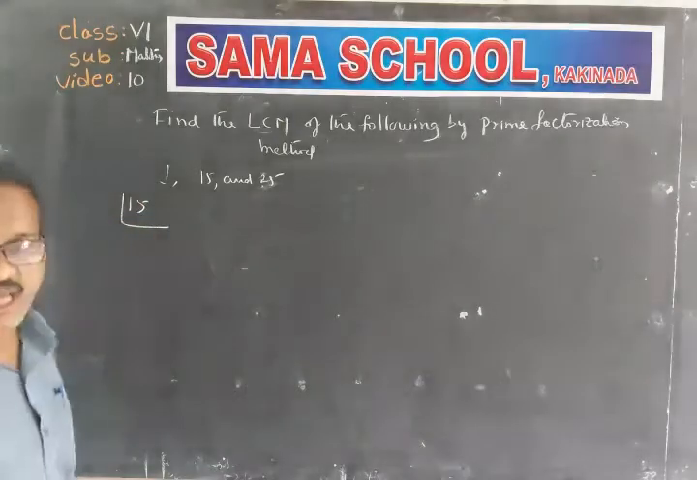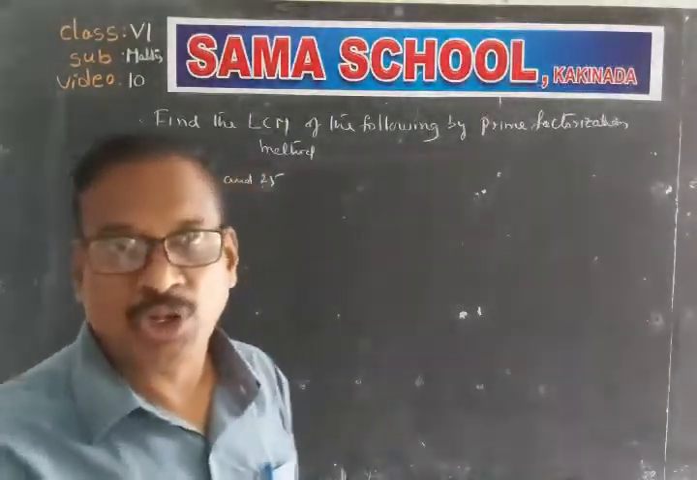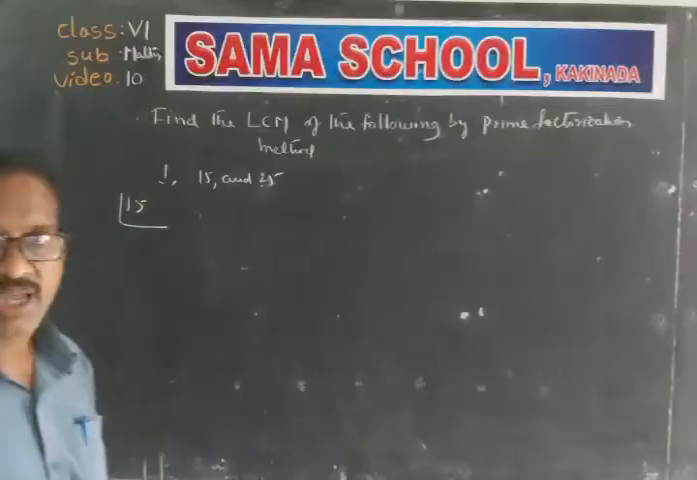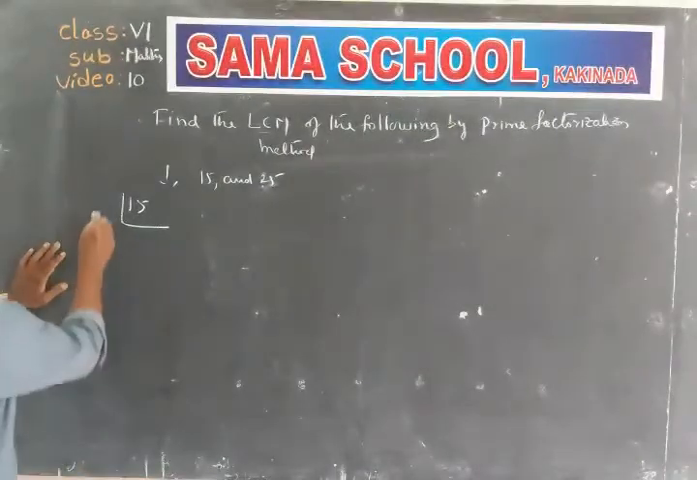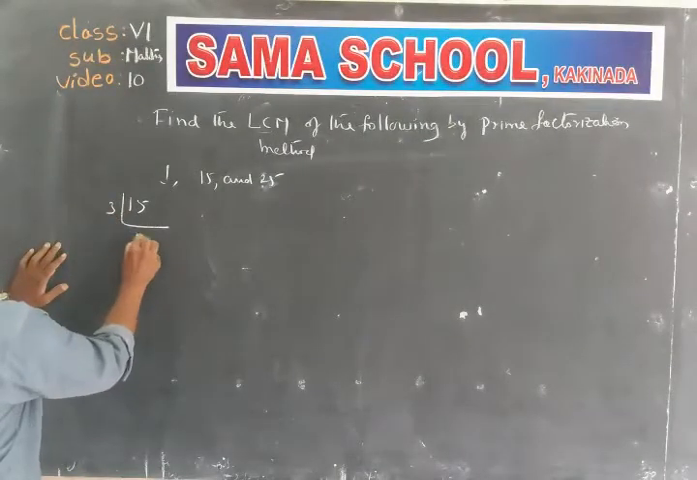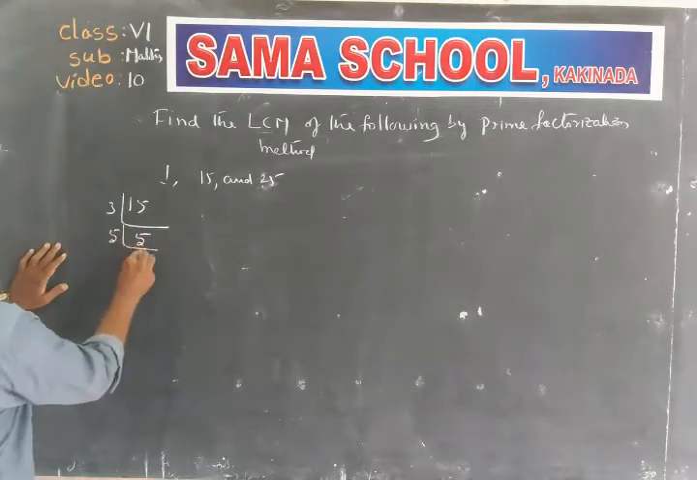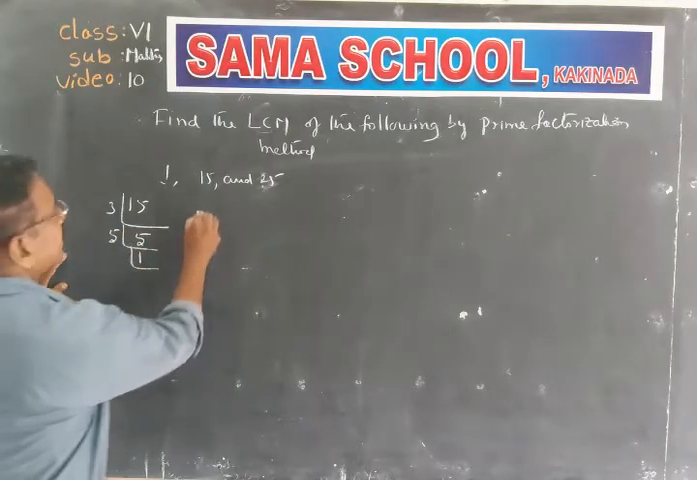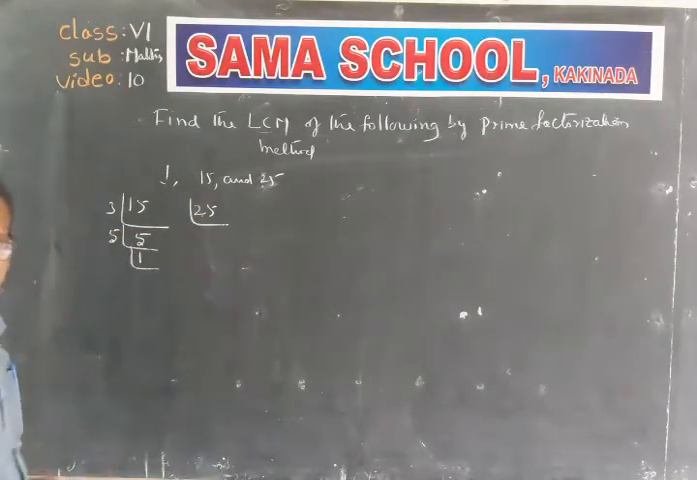Now using 15. Okay. 15, which is the smallest prime number that divides it? 2 or 3. Okay. 2 is not divisible. You take 3. 3 5s are 15. 5 1s are 5. Okay. Now you take 25.